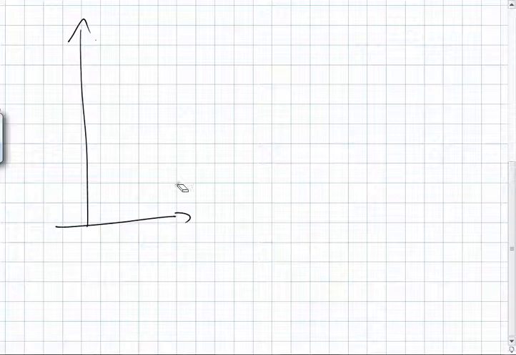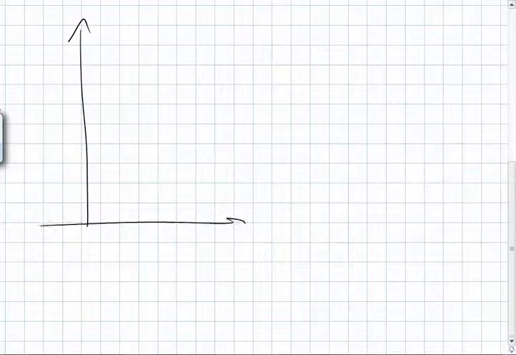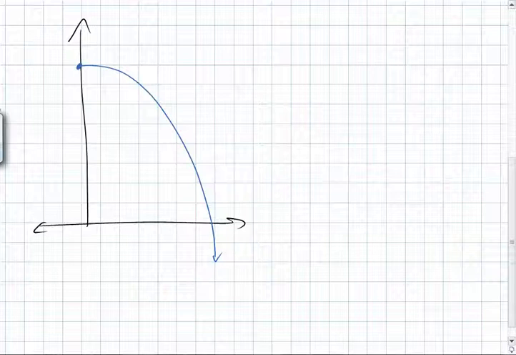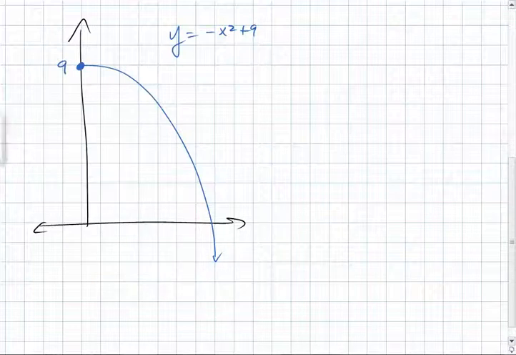A horizontal line this time, right. So you have the same arc you had before. My axis is drawn very poorly. You have the same arc like this. Where does it hit the y-axis? 9, right. It's y equals negative x squared plus 9. So you have 9 right there. And you're looking for a horizontal line that breaks that region into two equal pieces.